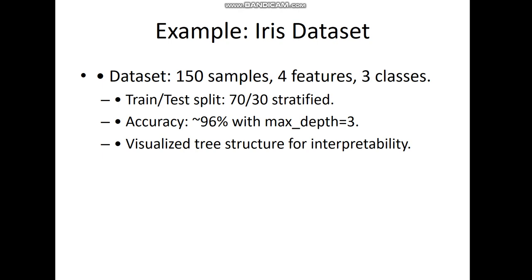We instantiate a decision tree classifier. After fitting on the training set, we evaluate on the test set in our experiment with max depth. We typically see around 96% accuracy. We can also visualize the resulting tree structure using sklearn's export. For example, petal length under 2.5 leads to class setosa, and so forth. Overall, this example shows how quickly a small decision tree can achieve high accuracy on well-separated data.